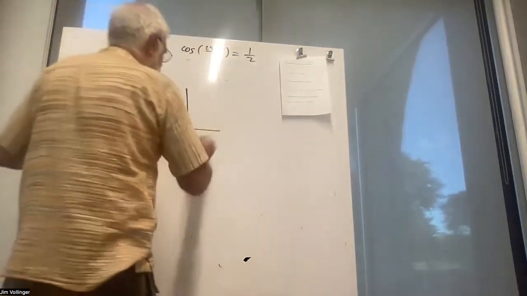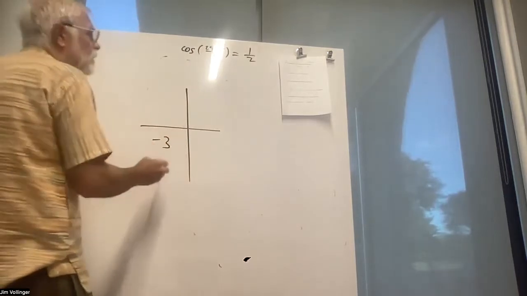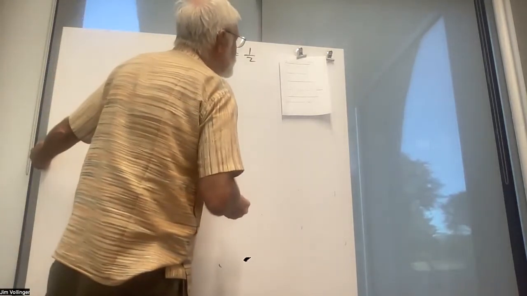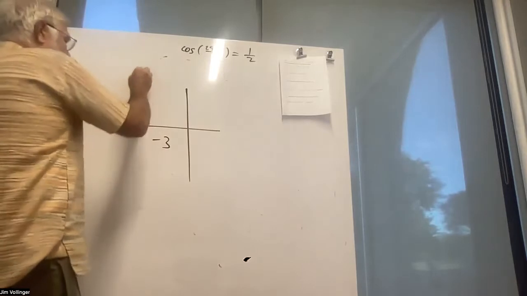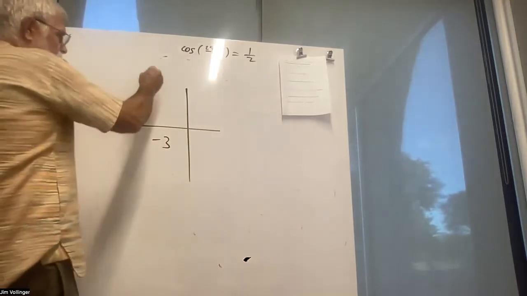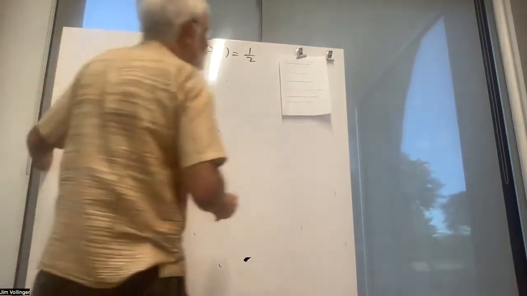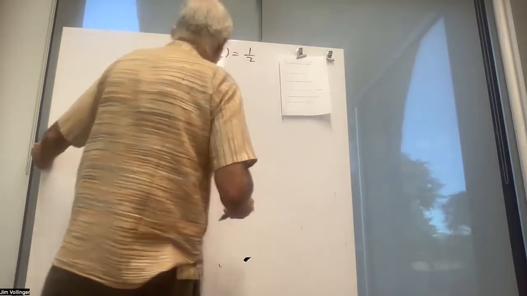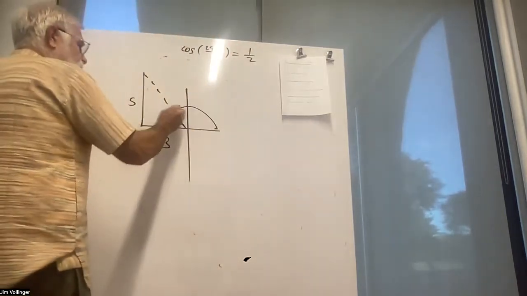So x equals -3, we'll call that -3 in the direction, and y is 5. Well, there's a y value of 5, and I guess I'm trying to find the what? The cosine of angle A. So this is angle A.